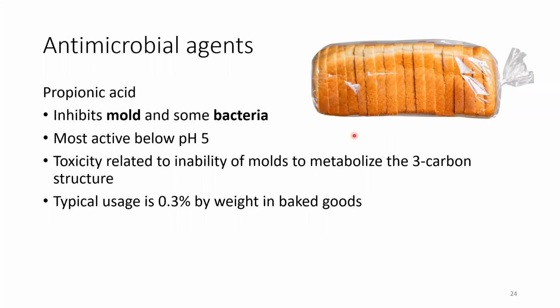The usage is typically about 0.3% in baked goods. Usually it's added as a salt, so it's not typically added as propionic acid. It's usually added as calcium propionate or sodium propionate. In bread, like the picture that I have there, it's typically the calcium version. And in chemically leavened products, like cakes or muffins, quick breads, banana bread, stuff like that, it would be sodium propionate.